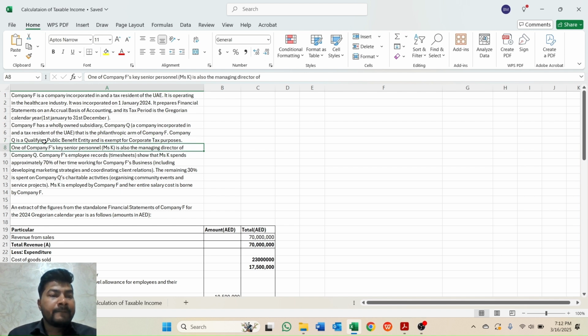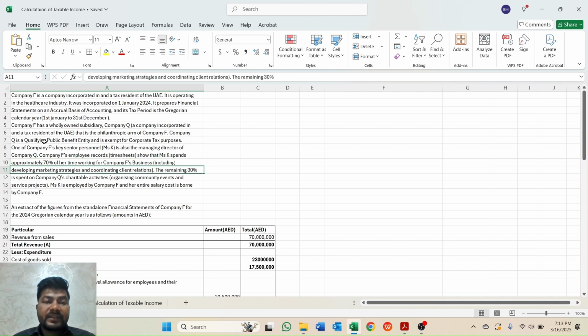Another thing to keep in mind is Miss K. Miss K is key senior personnel and also the managing director of Company Q. Company F's employee time records show that Miss K spends approximately 70% of her time working for Company F, and the remaining 30% for Company Q. So since Miss K works 70% of her time for Company F, the salary paid to Miss K should be allocated between these two companies, Company F and Company Q.